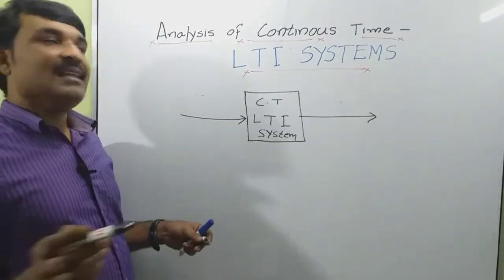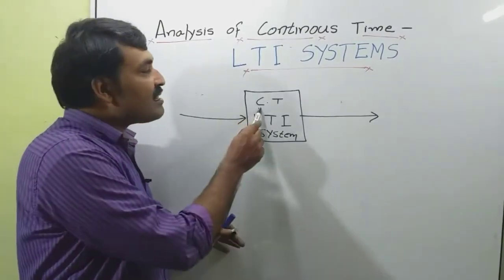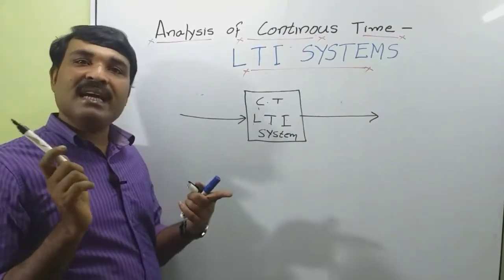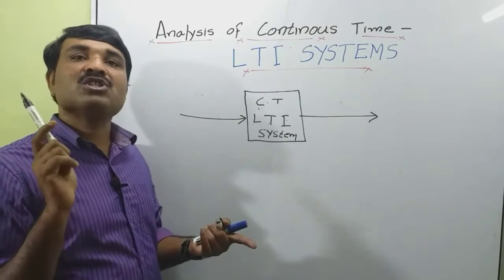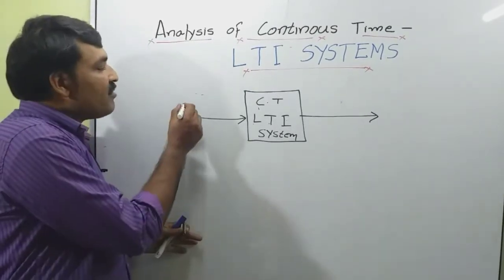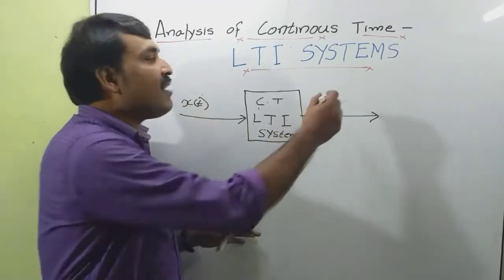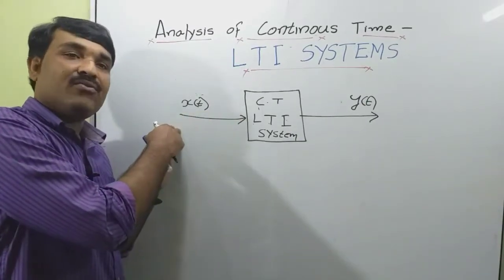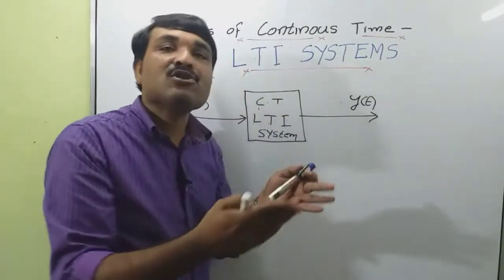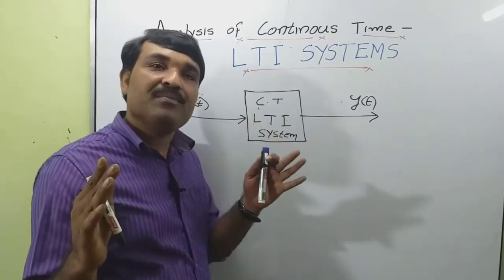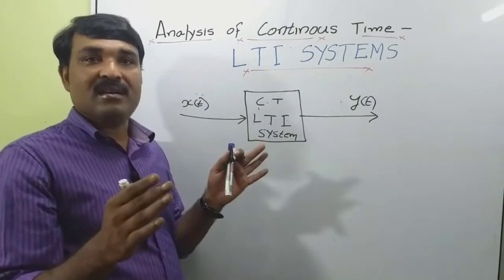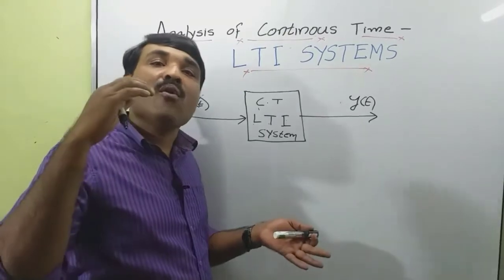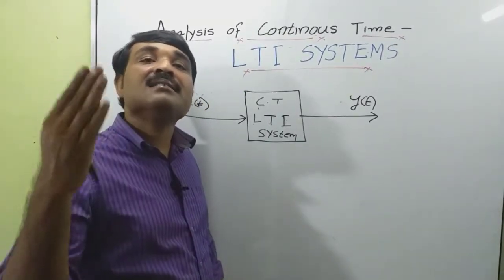Now let this block diagram represent a continuous time linear time invariant system. That system can be represented by a linear differential equation with constant coefficients. Now, I am giving an input x of t, then I will get an output y of t. Suppose I remove this input x of t, then the output will tend to 0 within a finite duration of time. Then the system is said to be stable. Even though x of t is removed, if the output does not tend towards 0, then the system is said to be an unstable system.